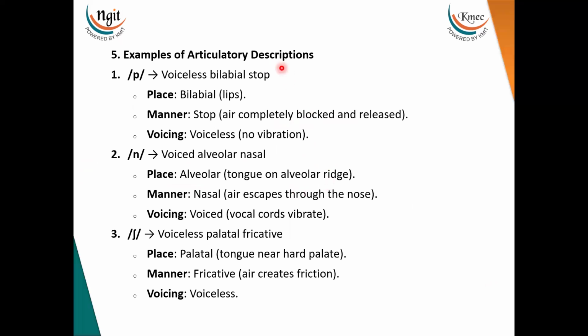Then examples of articulatory descriptions. Just now we have seen everything with an example. Now let's have one more example here. The first one: voiceless bilabial stop for the letter P. Bilabial is nothing but the lips. The manner is stop, with air completely blocked and released. Voicing is voiceless since there is no vibration. Then it's N and S, as you can see here.